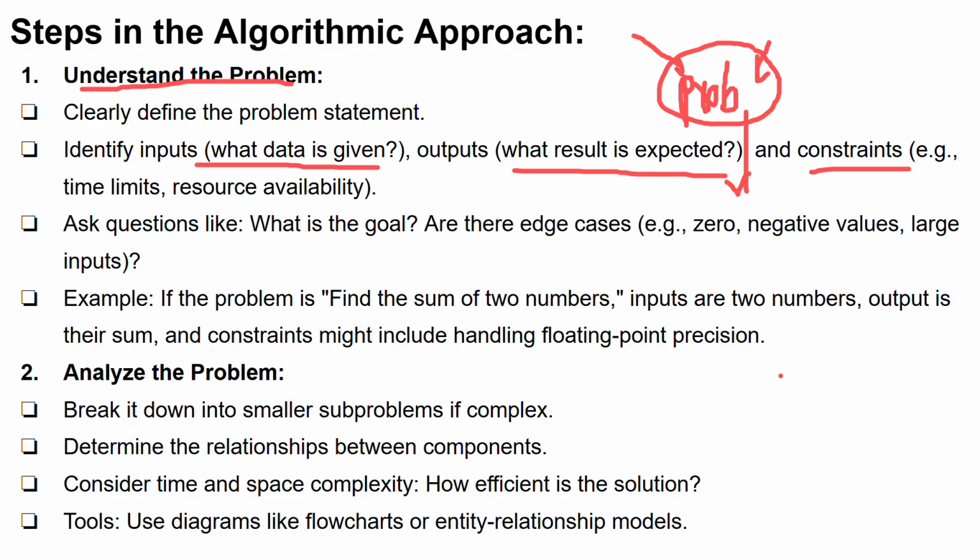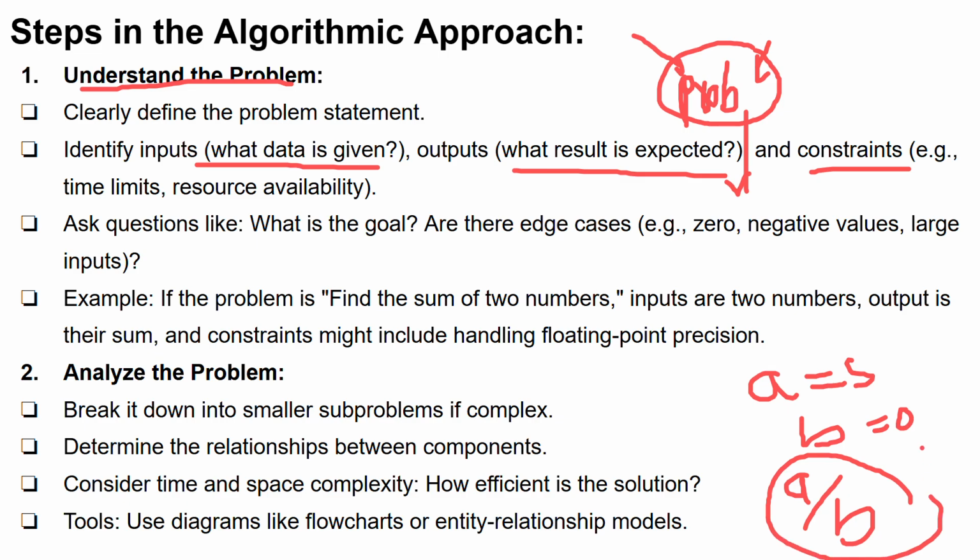Suppose, for example, a is equal to 5 and b is equal to 0. If I want to add a plus b, it is okay, but if I want to divide a by b, it will become infinite. This is the constraint. That means b should not be equal to 0. That is the constraint I need to specify for the problem. I have given a simple example for a constraint. There are many constraints, so we need to know them.